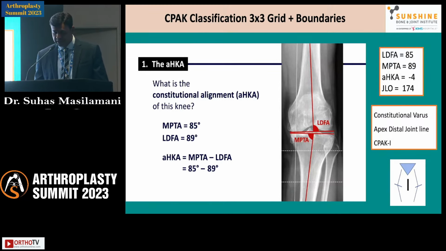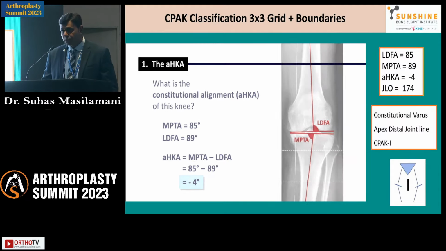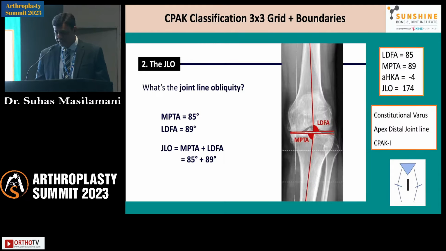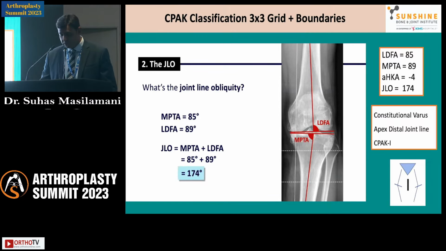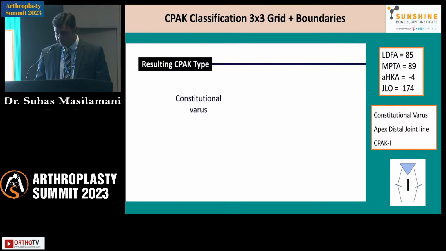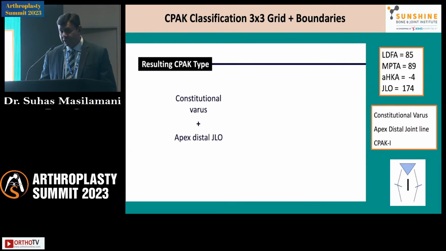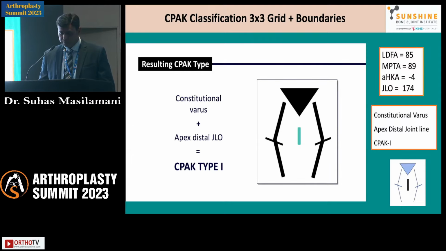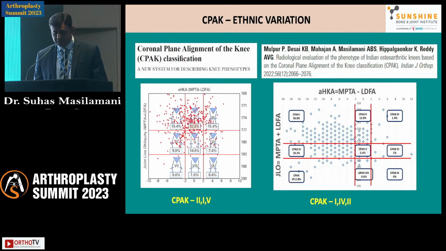85 minus 89 is -4, which is constitutional varus because it is less than 2. And then 85 plus 89 is 174, which is less than 177, which gives you an apex distal joint line. So in this particular patient, if you add up the numbers, you have constitutional varus as well as apex distal joint line, which makes this a CPAK type 1. So this is how the classification happens.